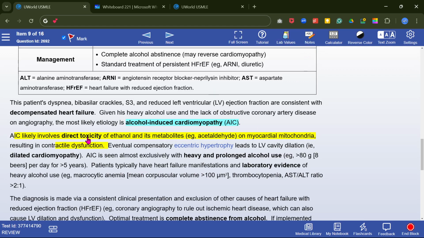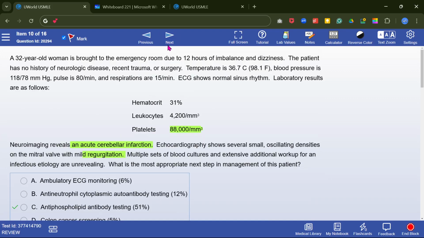Okay, so it is alcohol-induced cardiomyopathy. It involves direct toxicity of ethanol, with dyspnea, bibasilar crackles, S3, and reduced left ventricular ejection fraction. It looks like decompensated heart failure, and the etiology is alcohol-induced cardiomyopathy. So this patient's bibasilar crackles, history, and reduced left ventricular ejection fraction are consistent with decompensated heart failure. This question, I don't know why I made mistakes.